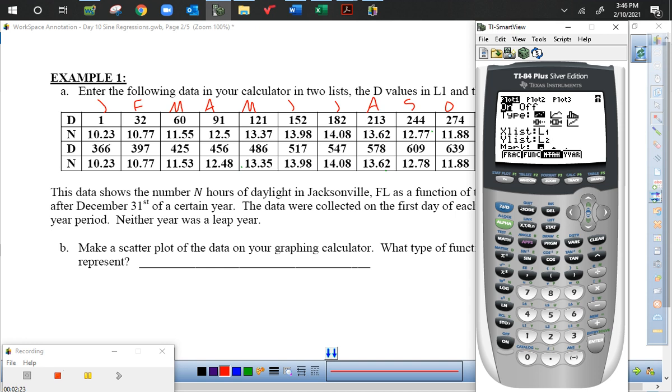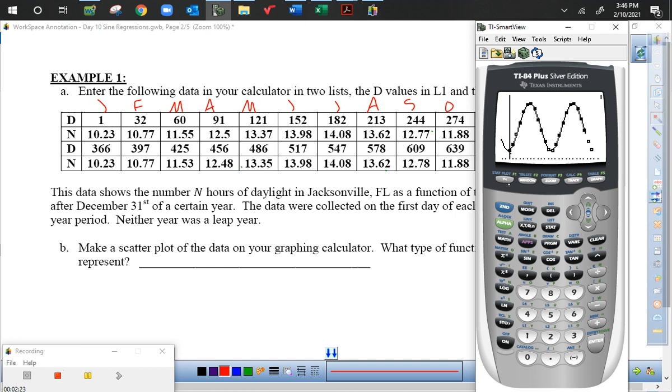And then if you scroll down after you hit Zoom, all the way to number 9 was what we used for our plots, Zoom Stat. So Zoom 9 from now on, we don't have to scroll. Now you'll see the pattern of the wave here. You won't have any curves show up.